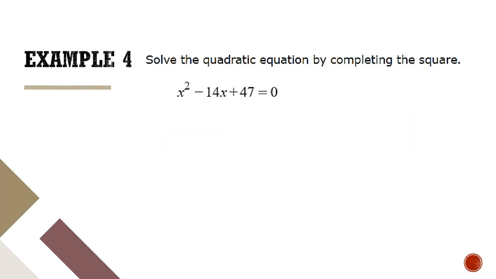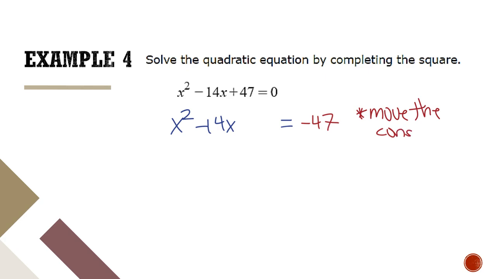So let's go ahead and solve this equation. The first step here is moving the constant to the other side. So I moved it over, so we have negative 47 over here. So I'm going to write that down. So step 1, we move the constant. So this is a step-by-step guide.